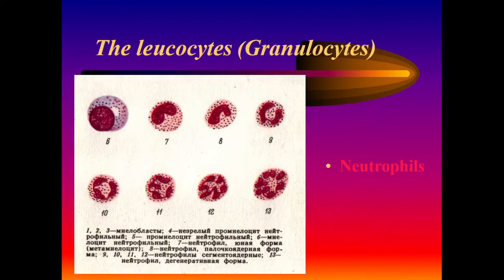You can see the parameters of neutrophils. Granulocytes may have different variants: myeloblast, promyelocyte, neutrophil, and the young forms, metamyelocytes and neutrophils. Different variants.